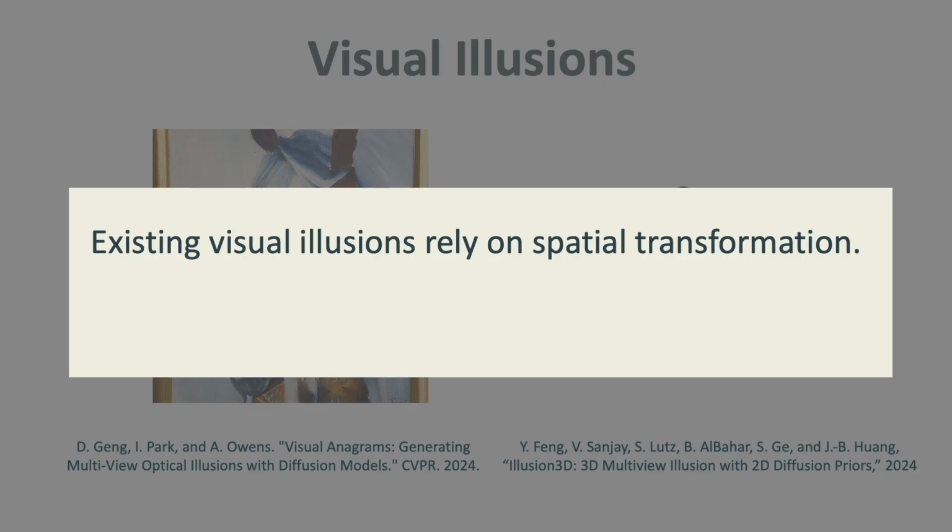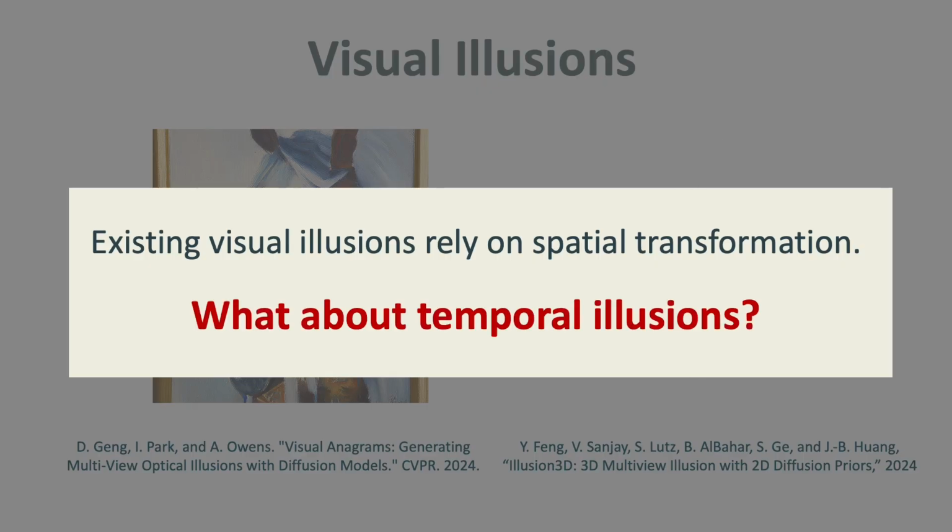But if you look closely, all of these have one thing in common. They are all playing with space. You rotate it, you flip it, or you move where you are standing. So we started wondering, what if the illusion happened over time instead?